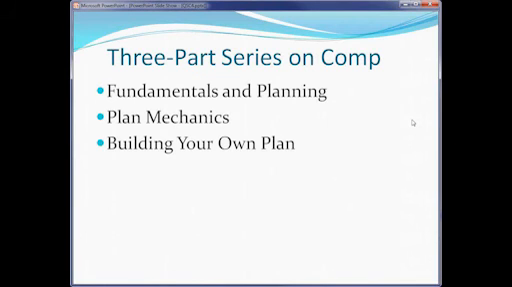So the first session today will be the fundamentals in planning. We're going to be talking about the overview, what it is we're trying to accomplish, what's going on in the environment, and how the professionals deal with that when they're putting together a program, how they bring those kinds of elements into play, and how they think about the things they're going to achieve.